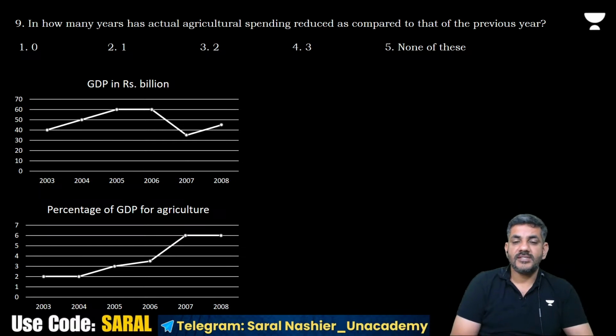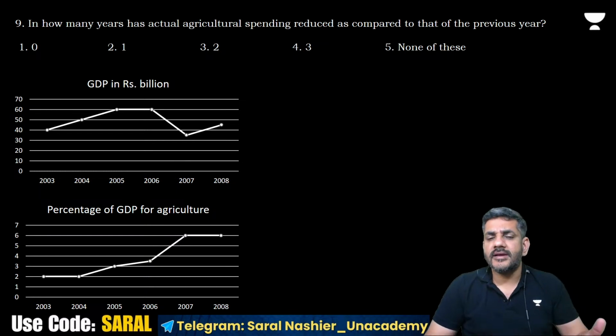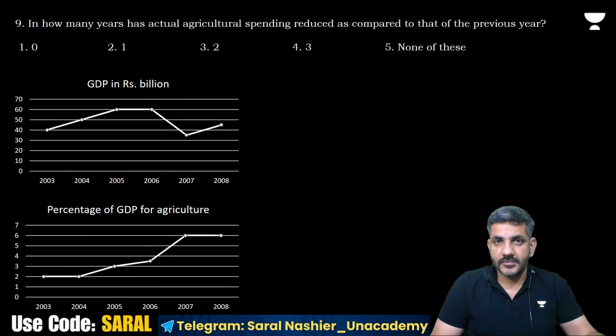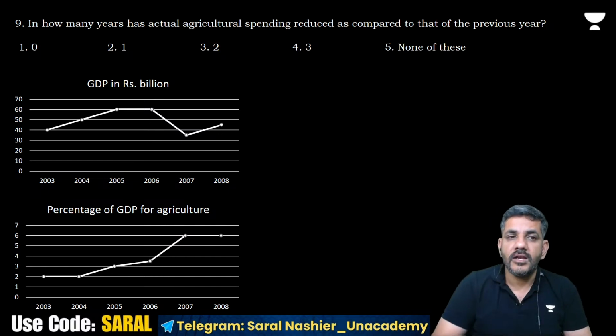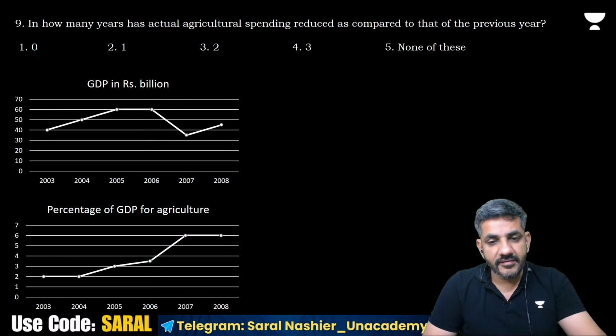Okay, let's see what is the right answer. In how many years has actual agriculture spending reduced? What is actual agriculture spending? Because the graph is giving us the percentage, right? In terms of percentage of GDP. He is asking the actual. Actual means the absolute value of the agriculture spending. He says in how many years it has reduced as compared to the previous year.